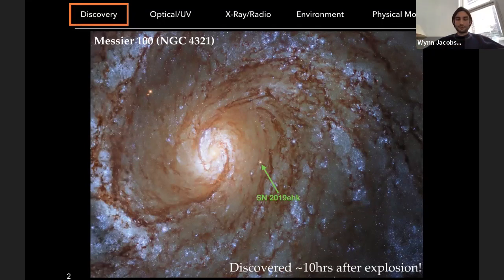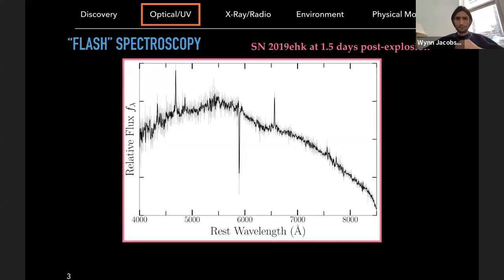And I just want to start in the optical before I get into X-rays, with the classification spectrum. How did we even know what 2019ehk was? We took a spectrum of the supernova at only a day and a half after explosion. And it seems pretty blue, featureless, I wouldn't even know what to call it right away. But if we look at this in a little bit more detail, we start to see really, really interesting features.